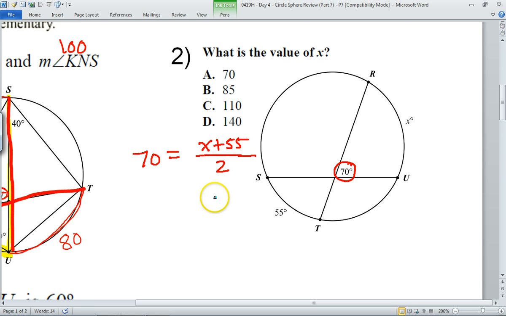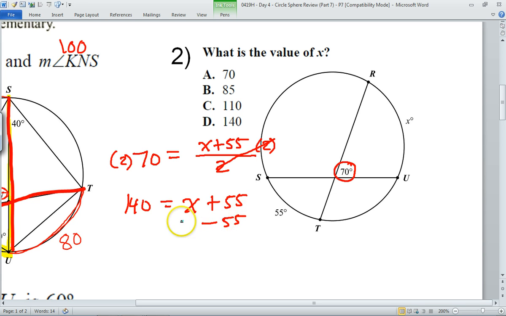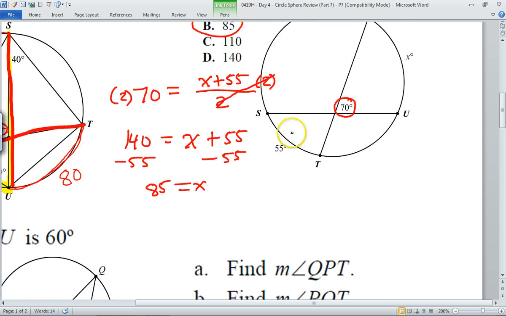So then it's just a matter of solving this. How do I solve this equation, you guys? Times by 2 on each side. So that gives us 140. These 2's cancel out. So I have x plus 55. What now? Minus 55 on both sides. So that's going to give me x equals 85. So that's why the answer to number 2 is B. Any questions on how we did that? Okay, moving on.